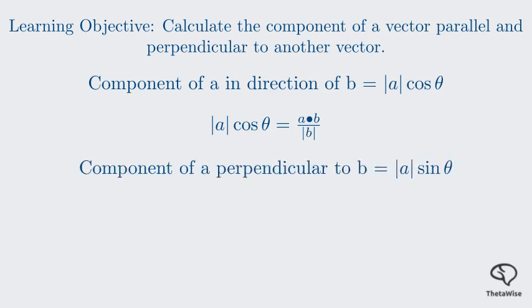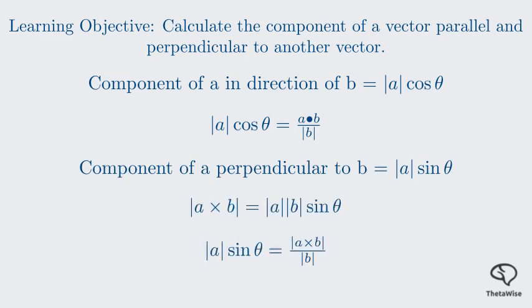Using the sine function, this component is the magnitude of A times sine theta. From our cross-product formula, we know the magnitude of A cross B equals the magnitude of A times the magnitude of B times sine theta. So, rearranging, we find the perpendicular component is the magnitude of A cross B, divided by the magnitude of B. Notice this result is always non-negative because it's a magnitude.